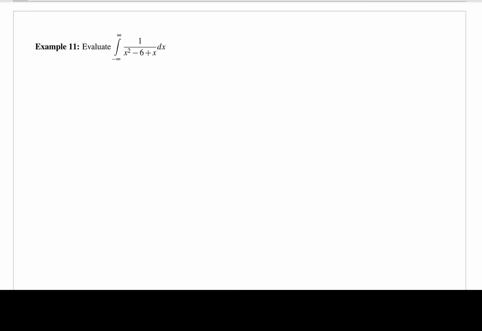Okay, the first thing I'm going to notice is that we have negative infinity to infinity, which is a problem. The second thing I'm going to notice is that even if I rewrite this, so I'm going to keep the limits the same, when I factor the bottom, this is x plus 3 times x minus 2. Which means not only do we have infinite limits, we also have an issue that we have discontinuities at x equals -3 and x equals 2.